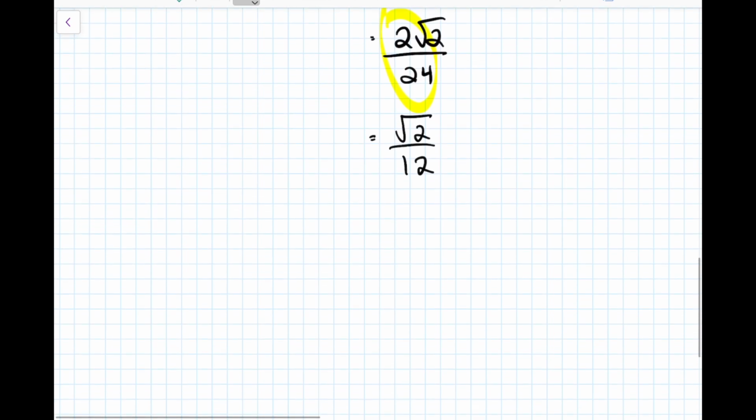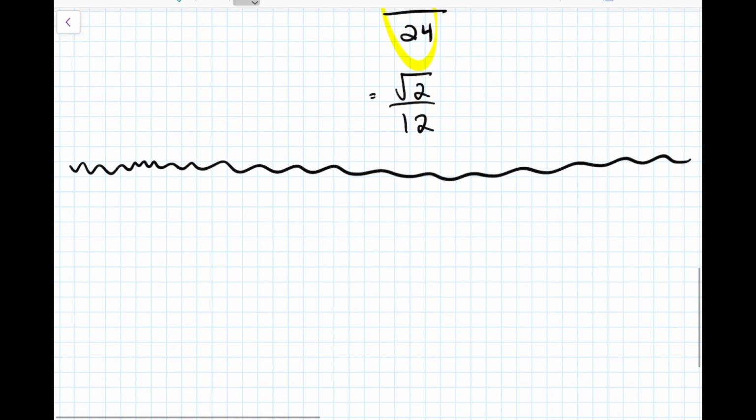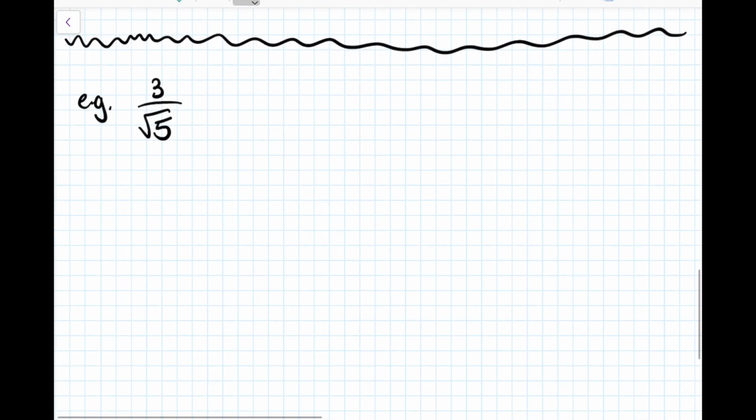The rest of this video and the follow-up video is going to be about something a little different called rationalizing. So let's say we had something like this, 3 over root 5. I don't have anything I can simplify, right? There's only a coefficient on the top and a root on the bottom, so those don't mix. But there is something about this I don't really like.